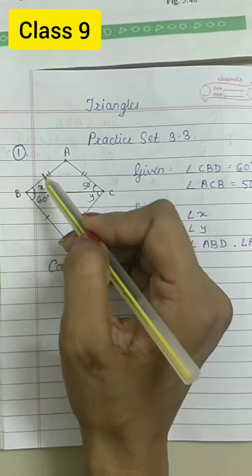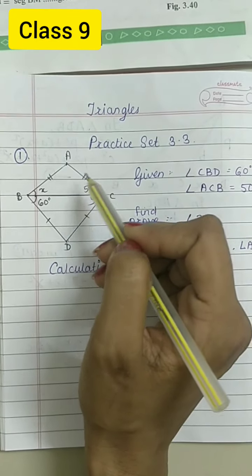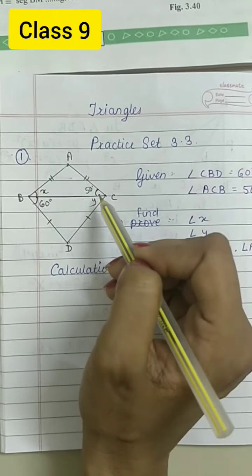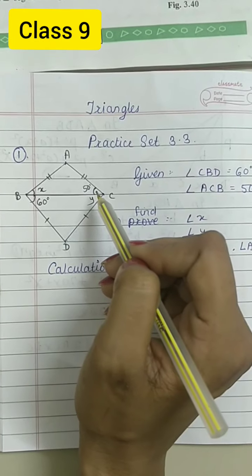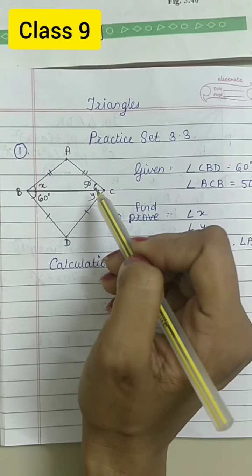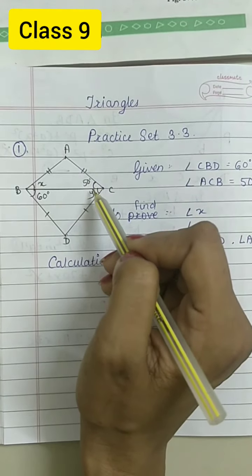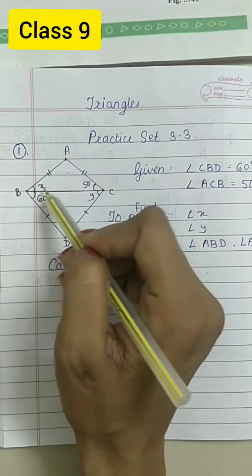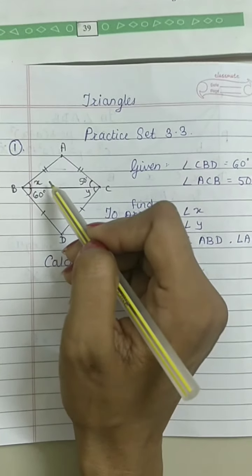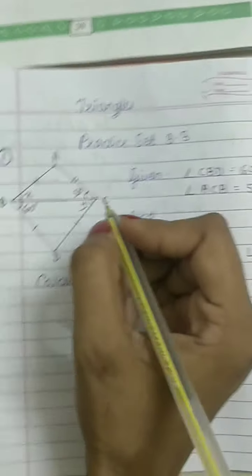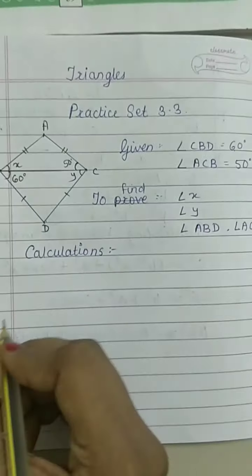If two sides of a triangle are congruent, then the angles opposite to them are also congruent. And therefore, if one angle is 50 degrees, that means this angle is also going to be 50 degrees. That is the answer. So we are going to start writing.